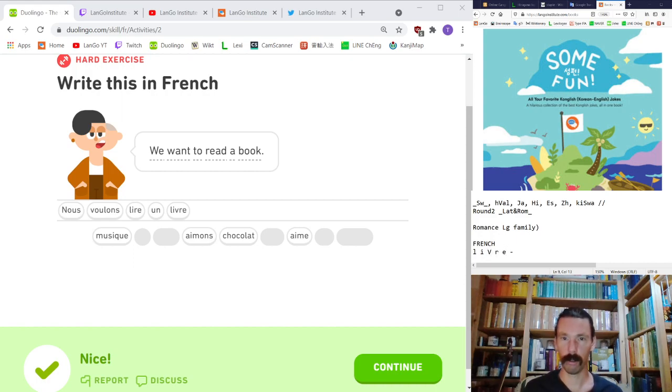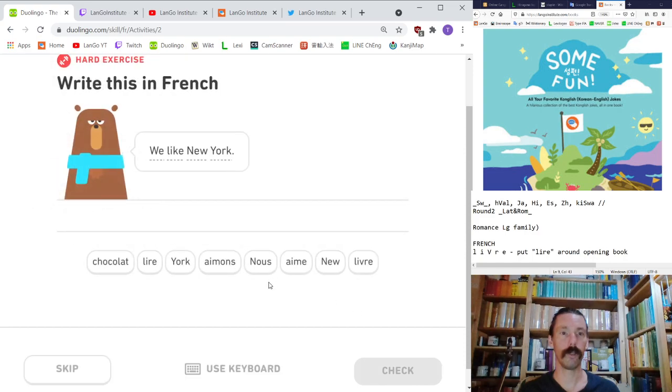Lire around the opening pages. Lire, which means to read, the infinitive. Idea for an illustration there. We like New York. Just a nice verb. Subject, verb, object sentence. Same order for French.